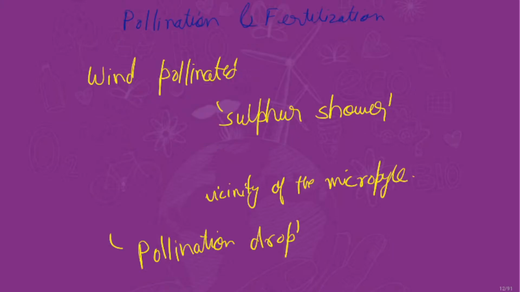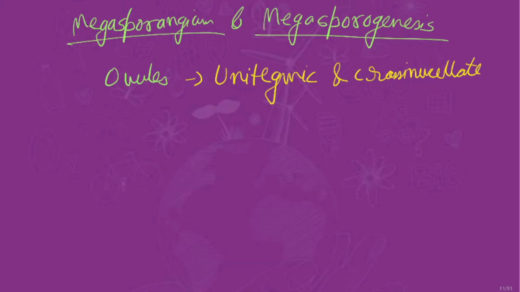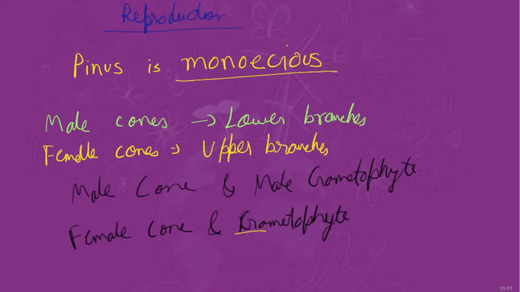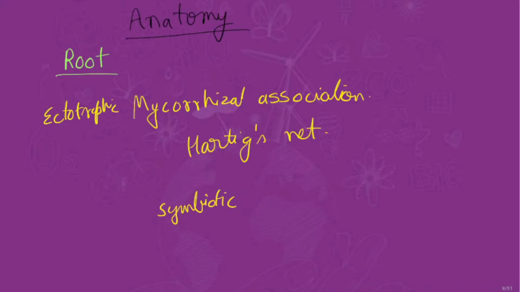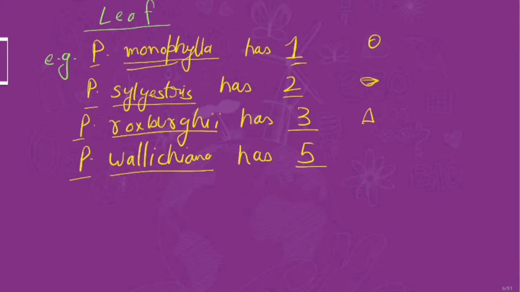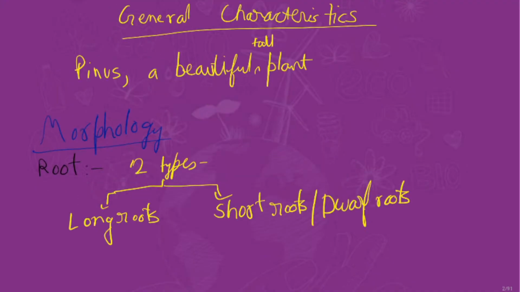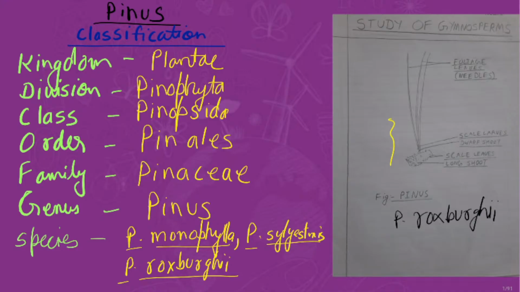We have discussed pollination, megasporangium, reproduction is monoecious, anatomy, leaf structure, stem, general characteristics, long shoots, short shoots, the division. This is the microsporophyll, pollen sacs.